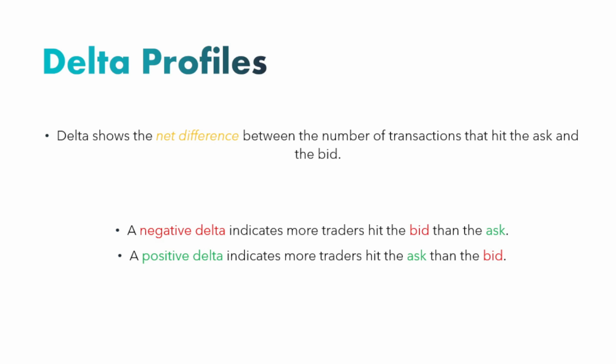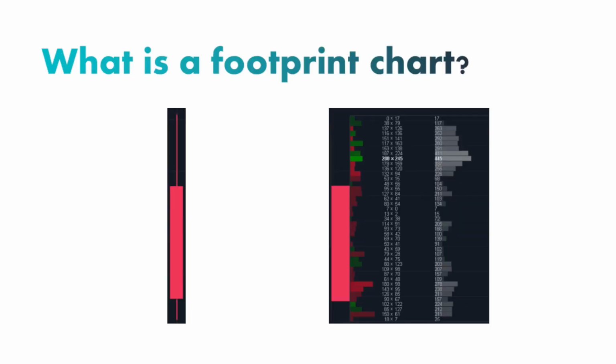So you have a negative delta, which represents that more traders hit the bid than the ask, and vice versa. When you have a positive delta, that means that more traders hit the ask than the bid. And you're going to see this a lot. The delta profile is essentially depicted through this image over here. We're going to be going over this in a lot of detail as I go into the chart, so stick with me through the end of this video.